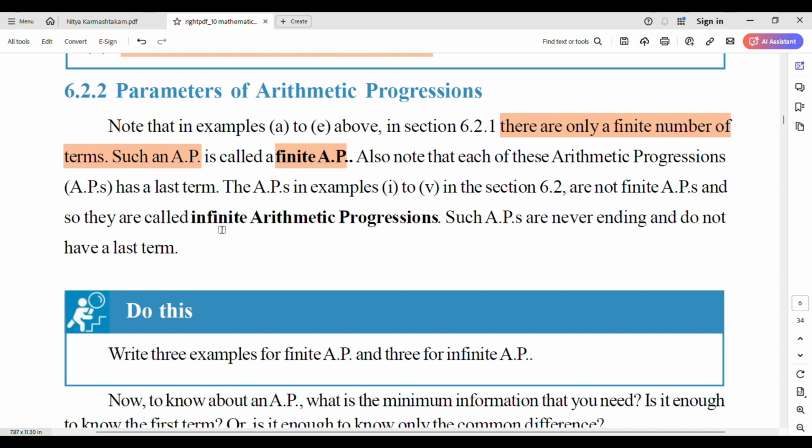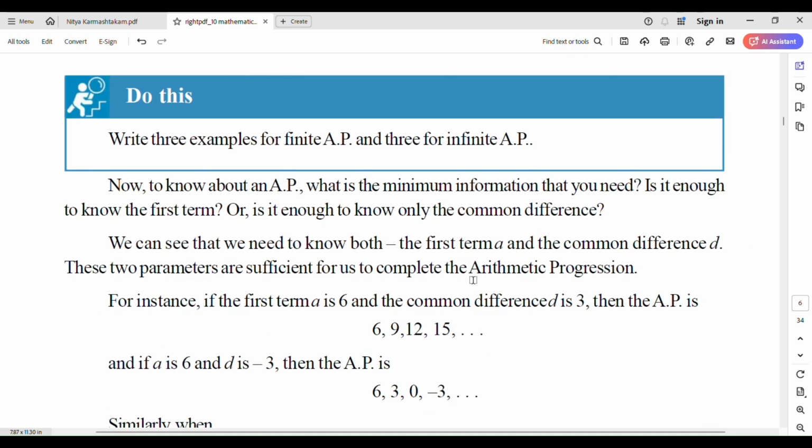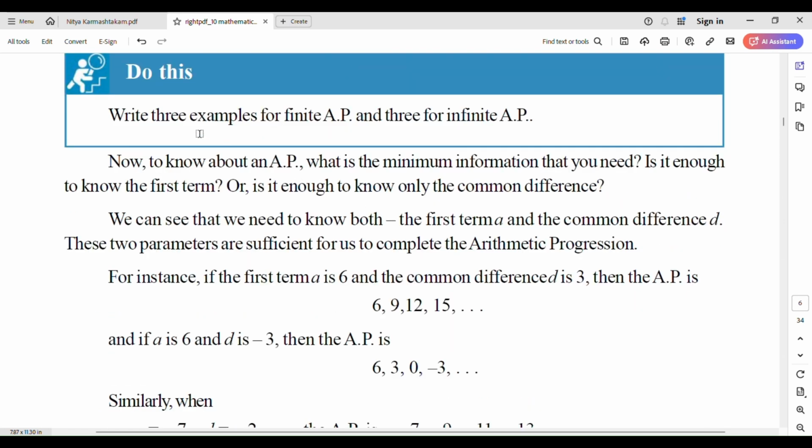There are also progressions which are infinite, like all natural numbers, all even numbers, all odd numbers. They are infinite arithmetic progressions, right? So you have two types of arithmetic progressions: finite AP or infinite AP. We can write plenty of examples of each. I gave you one for the finite: any table you take, up to 10 terms, is a finite AP, and there are many infinite ones also.